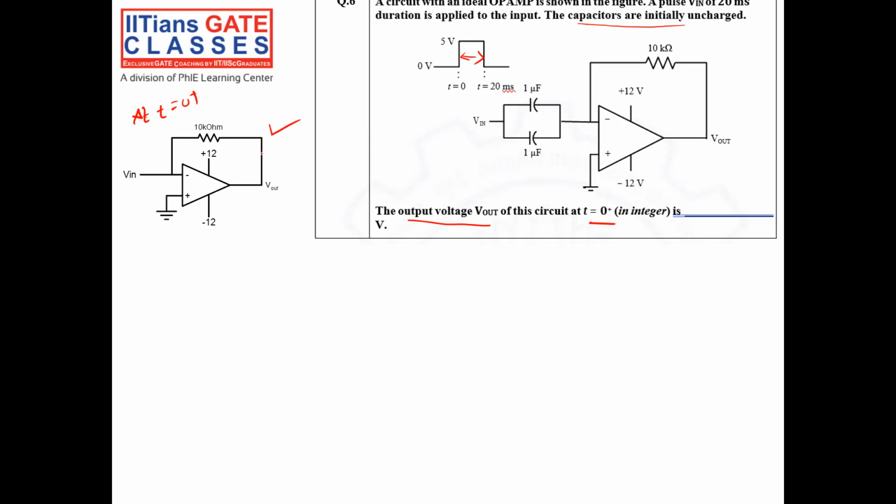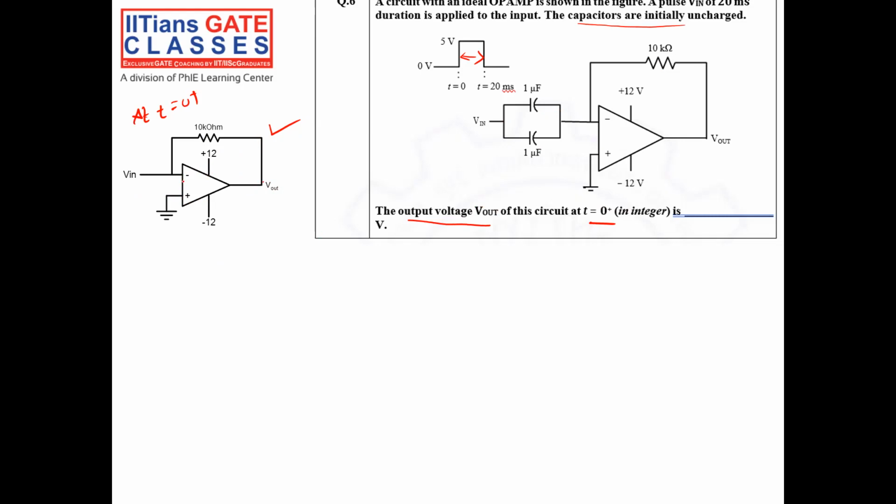For the transient duration at 0 plus, the capacitor will be like a short circuit. So this is the equivalent circuit, and it is asking to find the V out at this particular instant. First thing, guys, can you tell me whether it is positive feedback or negative feedback? There is a connection from V out to the negative terminal, but be cautious, it is not negative feedback.